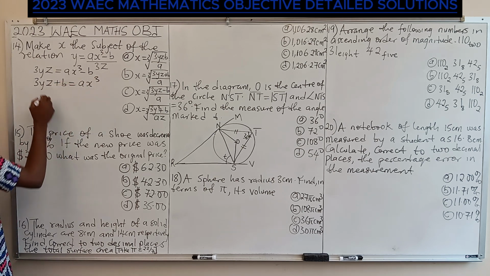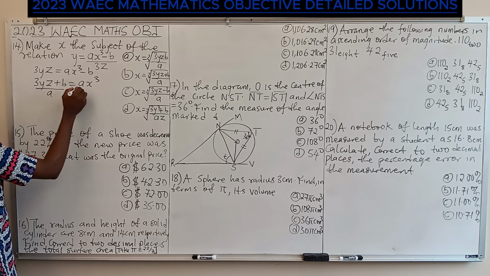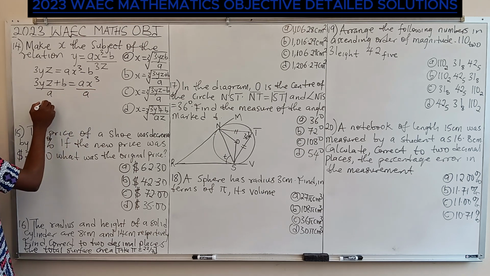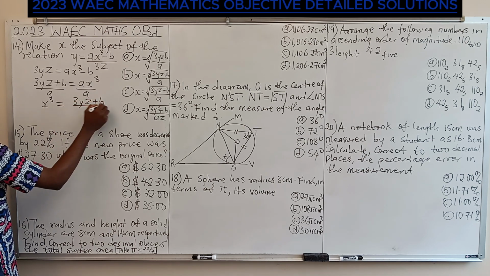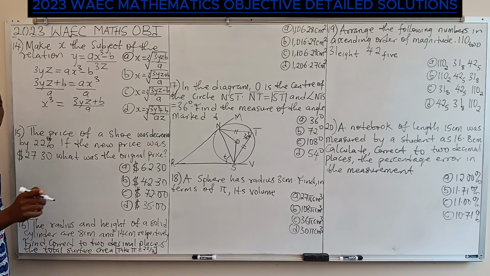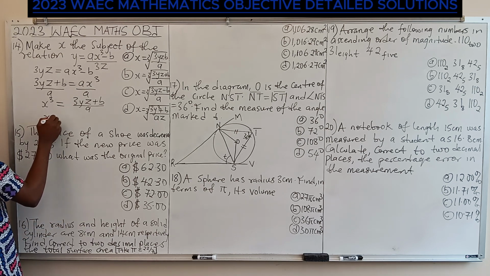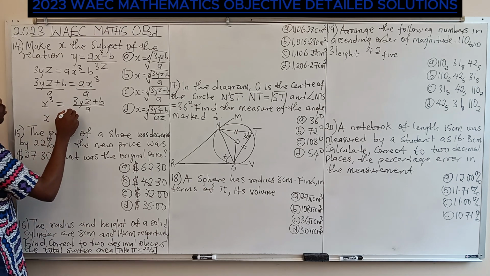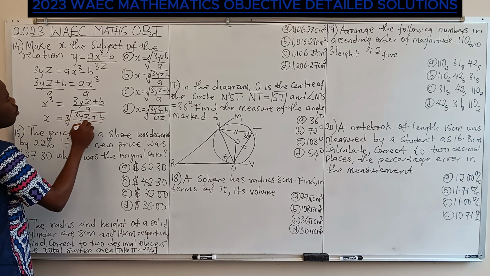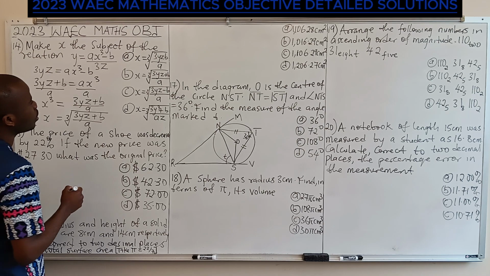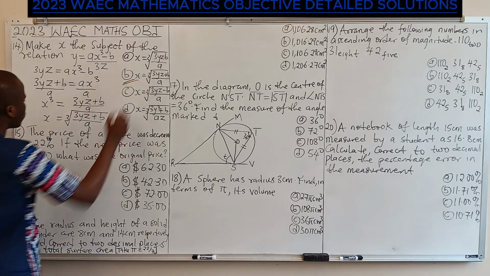Divide both sides by a so that s cubed will be equal to 3yz plus b over a. Take the cube root of both sides so that s will be the cube root of 3yz plus b over a. And the correct option is B.